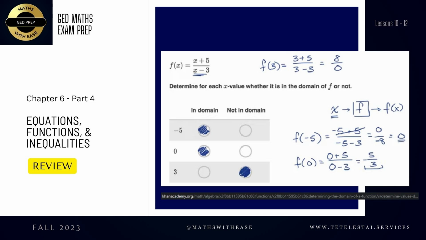Now let's try +3, okay? So right here on this top portion, we see that f of +3 just simply means that everywhere we see x in this original function, we're going to plug in +3, right? So 3 plus 5 is 8. 3 minus 3 is 0. And we already know that you can't have 0 in your denominator because your answer will be undefined. So 8 divided by 0 is undefined.